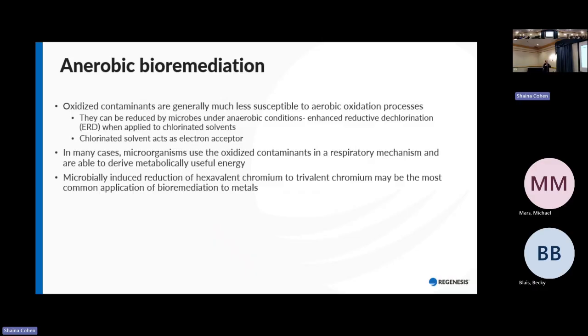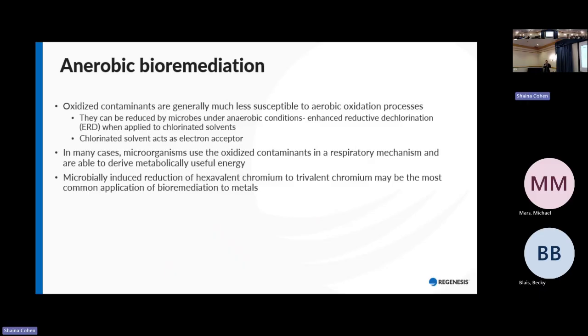So before, we were using the naturally occurring electron acceptors for the degradation of petroleum hydrocarbons. Here we're sort of flipping the script a little bit, right? And the chlorinated solvent itself is acting as our electron acceptor. And there's various bacteria that can use these oxidized contaminants in these respiratory mechanisms and gain energy from that. And that's why they're able to proceed.